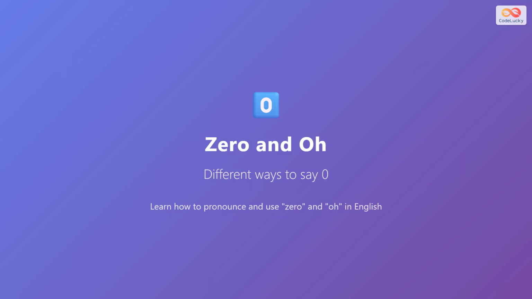Welcome to this lesson on 0 and O. In English, the number 0 can be pronounced in two different ways, zero and O. Understanding when to use each pronunciation is important for clear communication. Throughout this lesson, you will learn the differences between these two pronunciations and when to use them correctly.